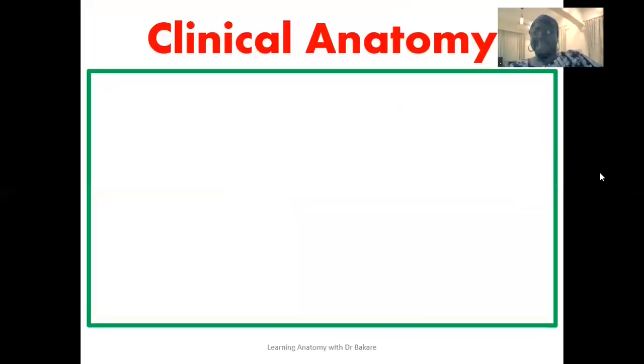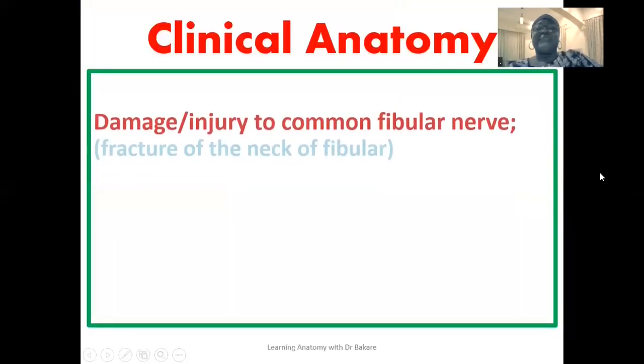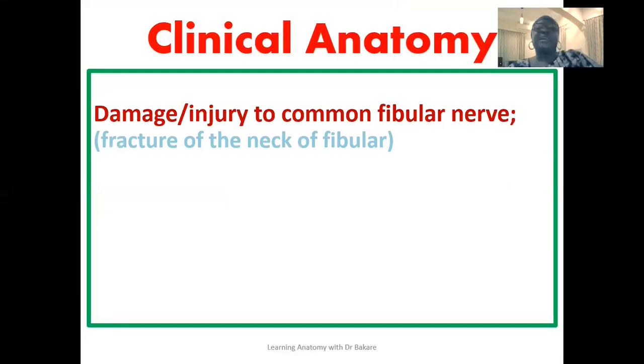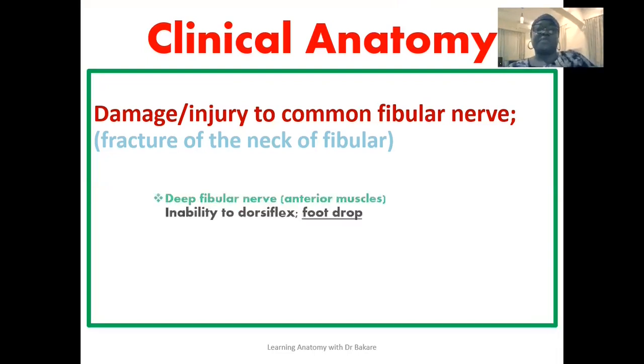So let's look at the clinical anatomy. We could have damage or injury to the common fibular nerve, and this can basically occur as a result of fracture to the neck of the fibula. During the course of this lecture, we described the path through which the common fibular nerve wraps around the neck of the fibula. So when there is a fracture around that space, we should know that it can damage the common fibular nerve. Also, impact around that region can cause injury to the common fibular nerve.